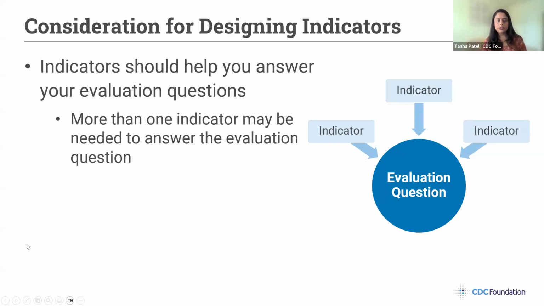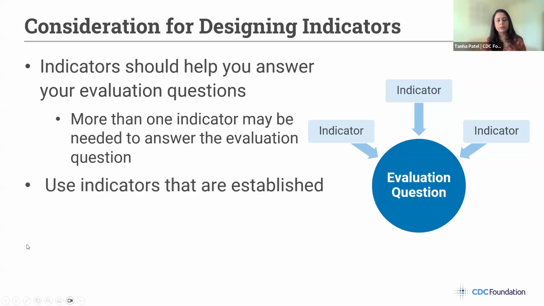Try to find indicators that are really established in the field or implemented by similar work being done elsewhere. Many times for healthcare-related outcomes and measures, there are standard measures that are used. Agencies like CMS, Centers for Medicare and Medicaid Services, HRSA, CDC, and AHRQ have established measures that can be turned into strong indicators, especially as you're thinking about health outcomes.